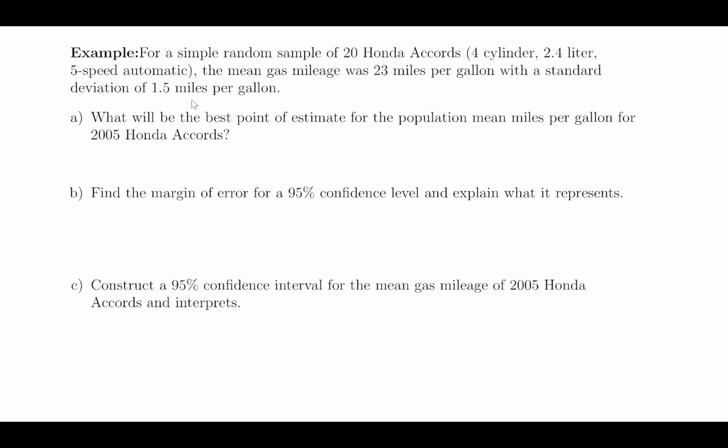Since I don't know what the population mean is, the best estimate for the population mean will be x bar. And in this case, x bar is equal to 23 miles per gallon. So that's it for A. A is pretty much just knowing the definition that the point estimate is the same thing as x bar if we're trying to calculate the population mean. Any question for A? All right, let's do B. It says find the margin of error for a 95% confidence level and explain what it represents.